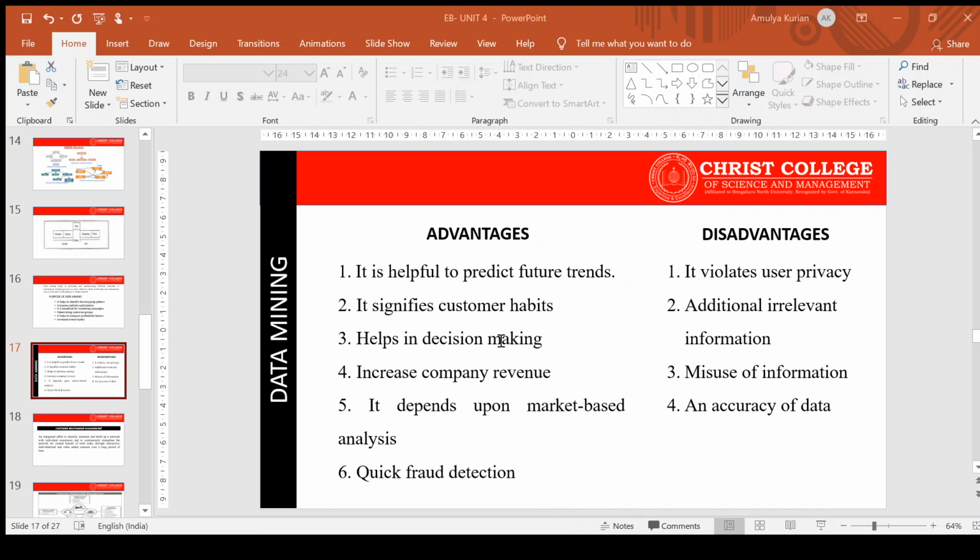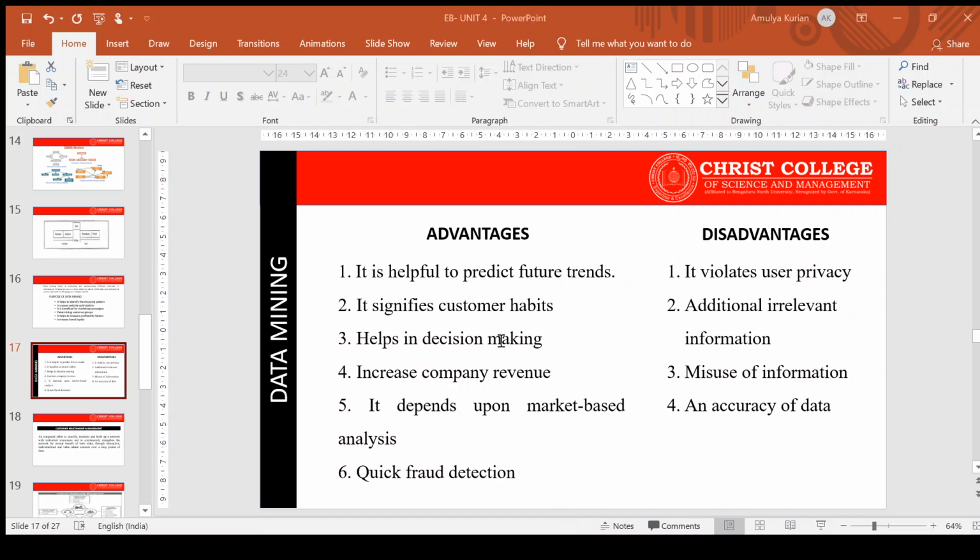Second one, it signifies customer habits. For example, while working in the marketing industry, one can understand all the matters of customer behavior and their habits, and that is possible with the help of data mining systems. Then the third one is helps in decision making. After getting valuable data from the customer side, you can make sure that these data which is being taken out can be used by the management to improve upon or to come up with certain decisions which will be helpful in increasing your sales.